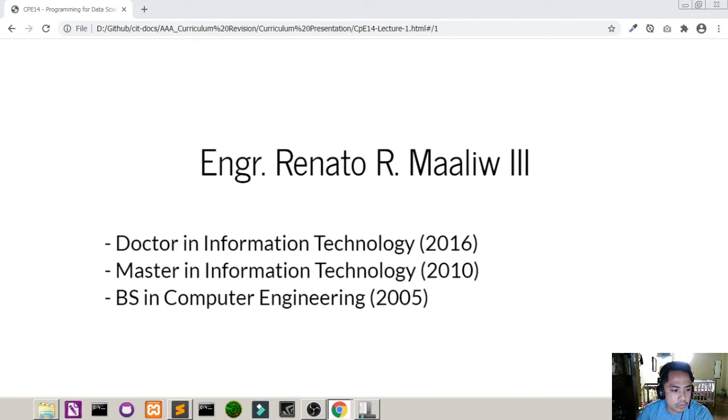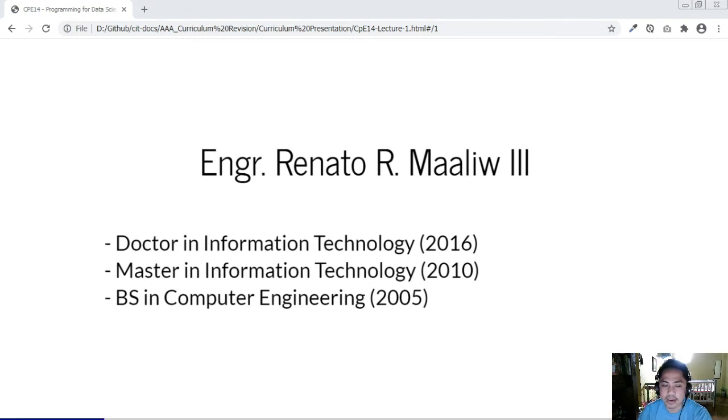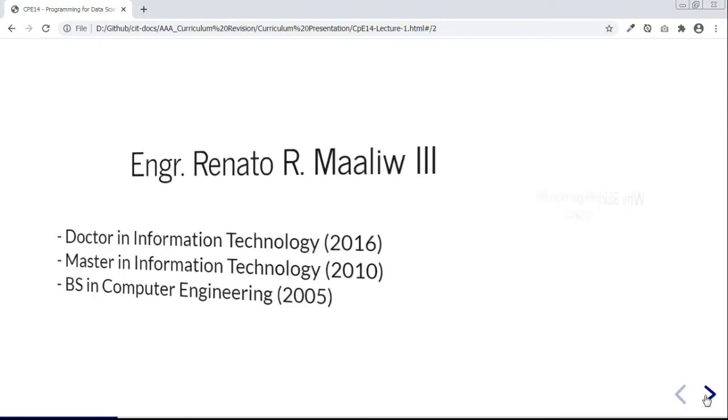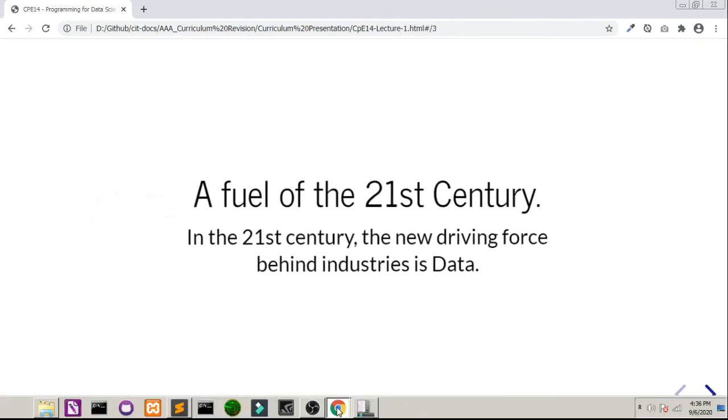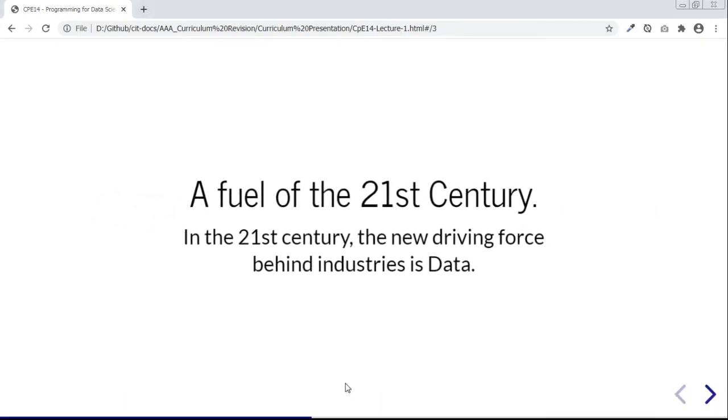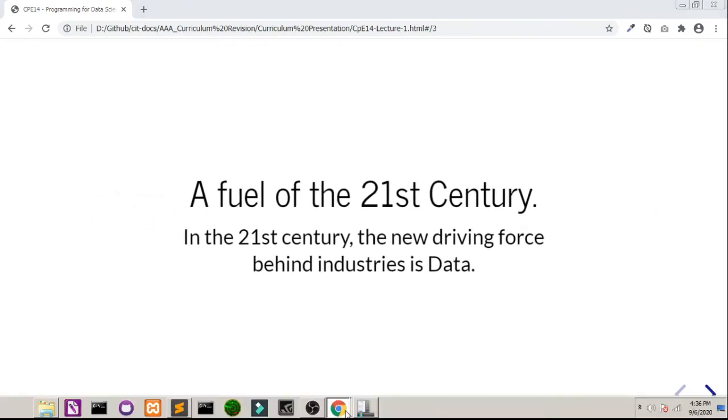So why do we need to study data science first? So first, why study programming for data science? So the number one reason is it's the fuel for the 21st century.